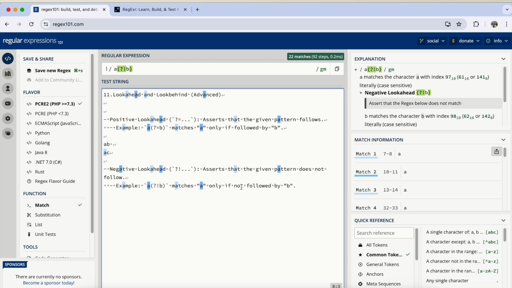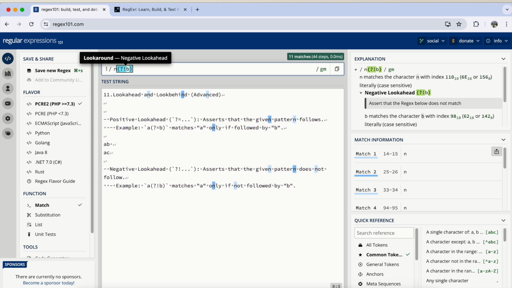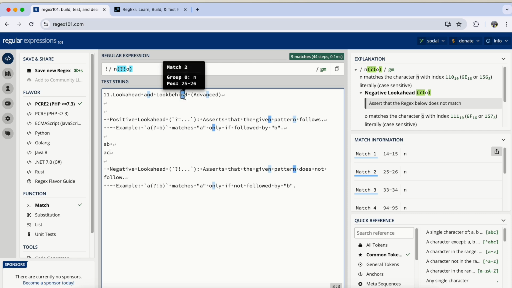Similarly, you can write for this one also: highlight N if it is not followed by O. See here N is highlighted because there is no O after the N. Here N is highlighted because there is no O after N. Here N is not highlighted or matched because there is an O occurring after N. Our condition is highlight N or match N if it is not followed by O. So this is called negative look ahead. We want to ensure that a certain pattern is not followed, right?